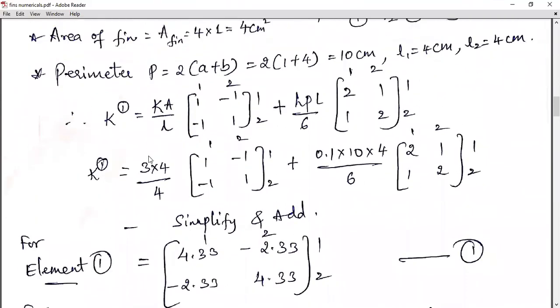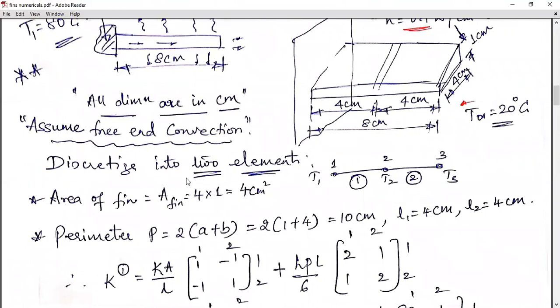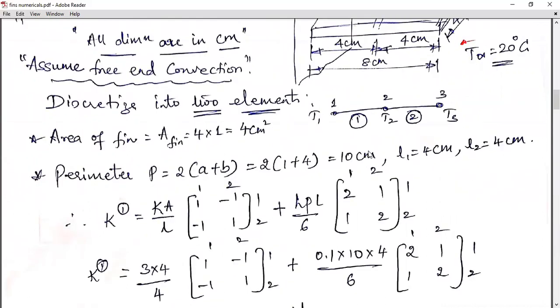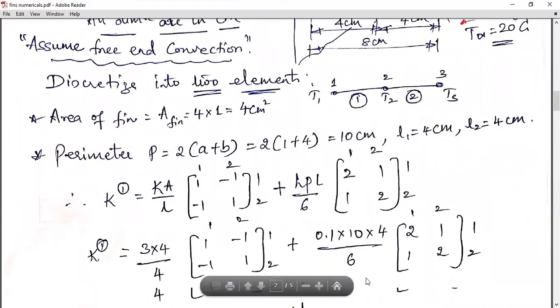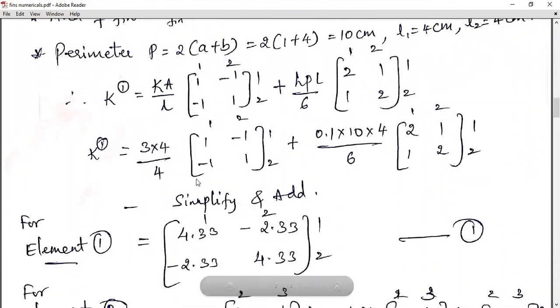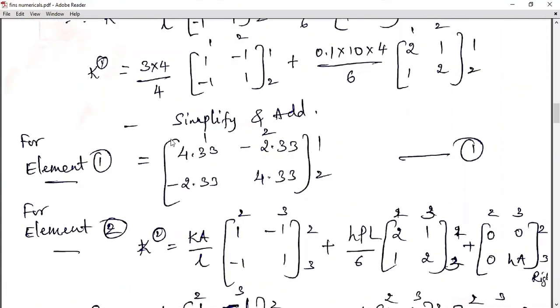So you are substituting the value of K is 3, A is 4, that is here 4 centimeters square. You can have a look into it. Divided by L of the first element, 4, plus HPL. You are focusing on writing the element matrix for the first element. H is 0.1, P is 10 centimeters, L is 4. Then you write the matrix which I have just shown in the previous slide. Now you substitute the values and add these two matrices. You get the overall matrix comprising conduction and convection for the first element: 4.33, minus 2.33, minus 2.33, 4.33. You can cross check the results.